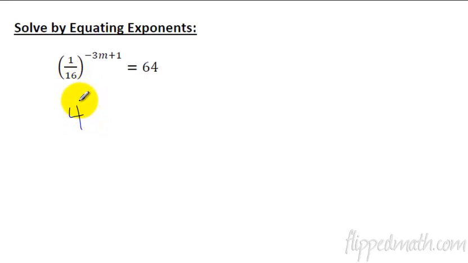1/16. Well, I know it's going to have to be negative because that will flip it. Let's see. If I did 4 squared, I'd get 16. So 4 to the negative 2, right? That will flip it and then make it 4 squared. Yeah, that's it. So 4 to the negative 2 raised to the negative 3m plus 1.